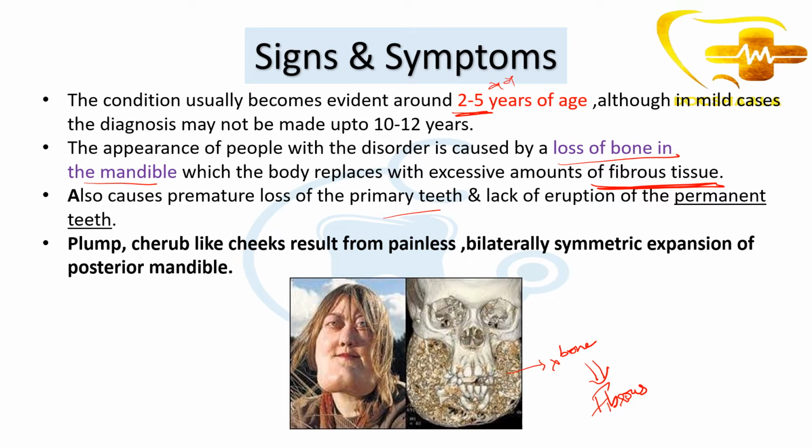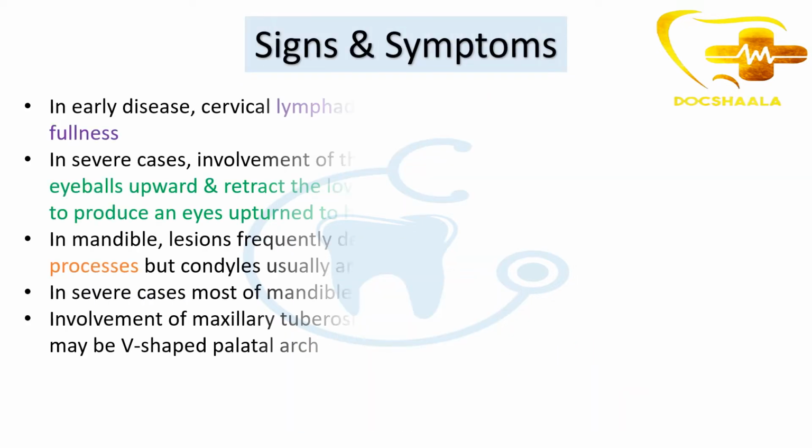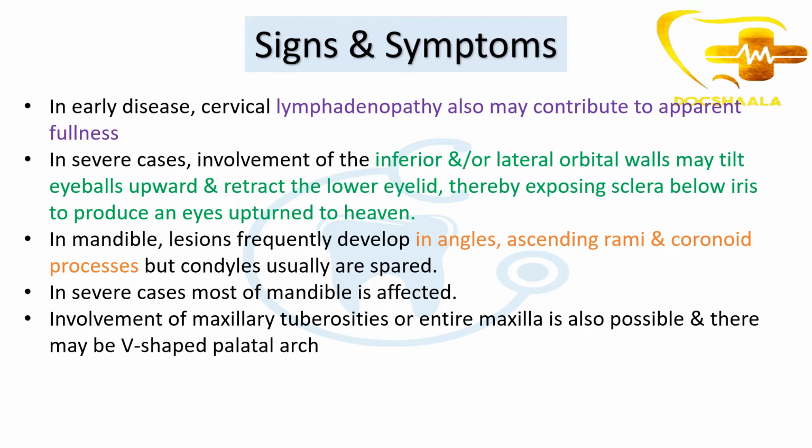The patient has plump, cherub-like cheeks, which result from painless, bilaterally symmetric expansion of the posterior mandible. As you can see in the skull here, the anterior mandible is okay, but the posterior mandible is showing a greater expansion. In early disease, they can also present with cervical lymphadenopathy, which can contribute to the apparent fullness. In severe cases, there is involvement of the inferior or lateral orbital walls, which may tilt the eyeballs upward or retract the lower eyelid, thereby exposing sclera below the iris to produce an eyes upturned to heaven appearance.